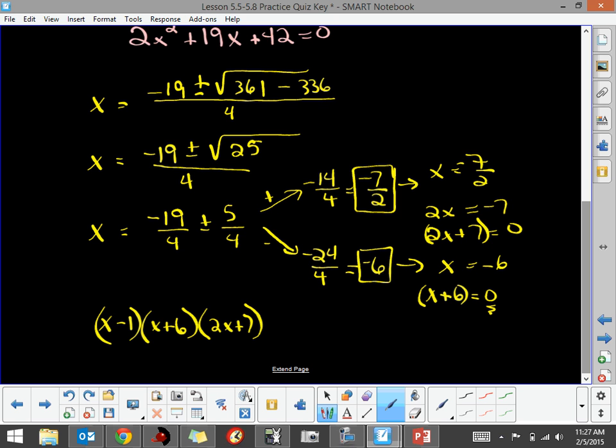So I found the remaining factors. So this is what the question is asking for. It's asking for factors. Make sure you convert them into the factor format, not just the zeros.